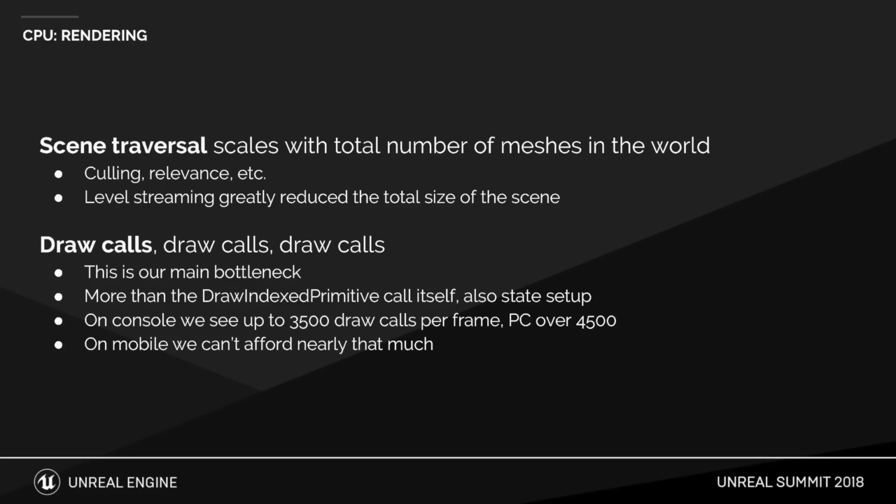But our biggest problem is draw calls by far. And more than just the call to draw index primitive, which is a little bit expensive, the state setup, so changing the shaders, setting shader parameters, setting uniform buffers, is very much more expensive on a mobile device than it is on PC and console. So on console we have about 3,500 draw calls per frame. PC has more than 4,500, and on mobile we can't afford anywhere near that.